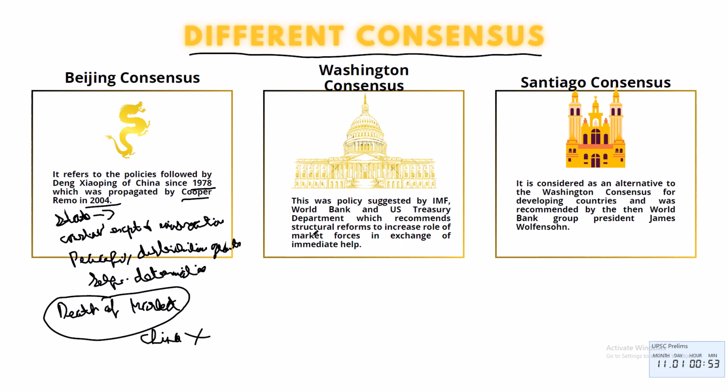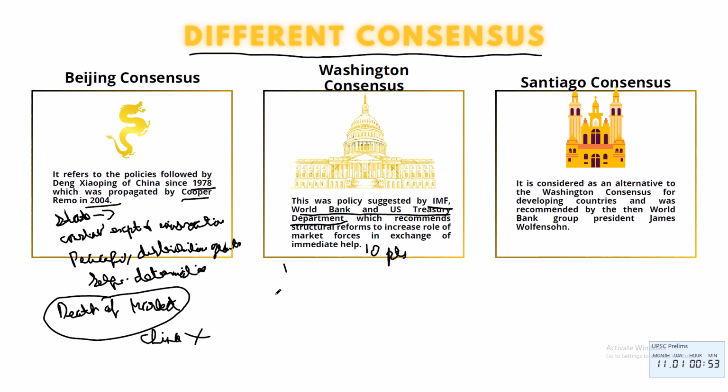Now next is the Washington consensus. This was suggested by the IMF, World Bank, and US Treasury Department, which recommends structural reforms to increase the role of market forces in exchange for immediate help. They have 10 points: fiscal discipline, redirecting the public expenditure, tax reforms, financial liberalization, adoption of a single and competitive exchange rate, trade liberalization, elimination of barriers to foreign direct investments, privatization of state-owned enterprises, deregulation of market entry and competition, and secure property rights.